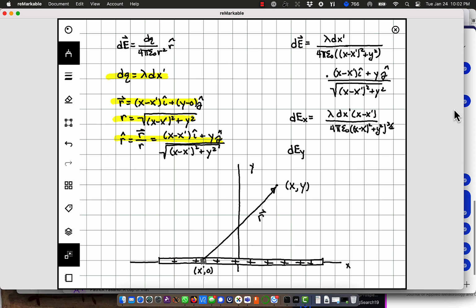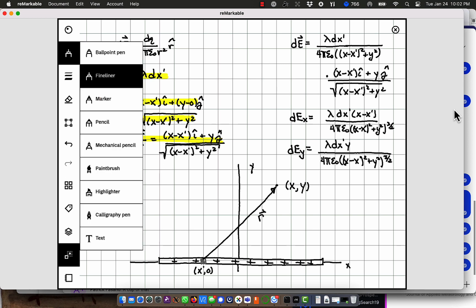We can do the same with the dEy, and that's going to be lambda dx prime, that's our dq, times y, that came from the j component, and then over 4 pi epsilon naught times x minus x prime quantity squared plus y squared, again to the 3/2. We gather everything together. And now we have a complete expression that we can integrate.